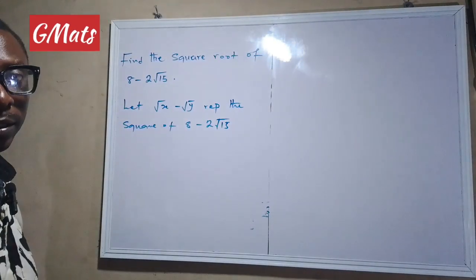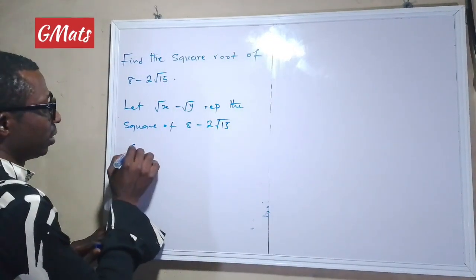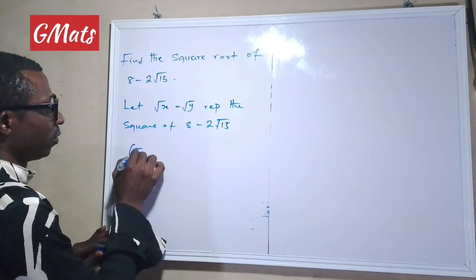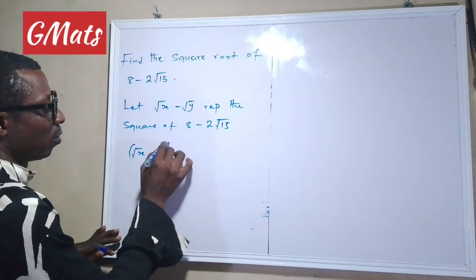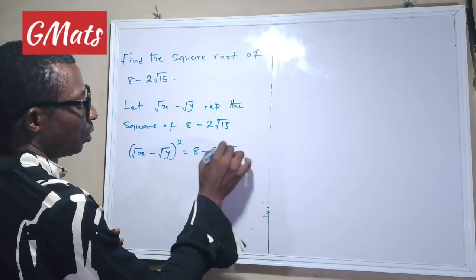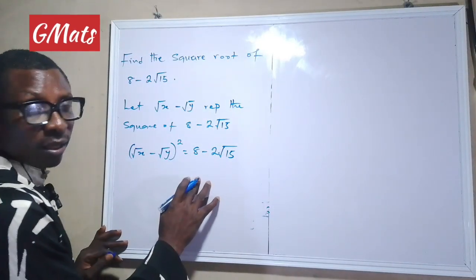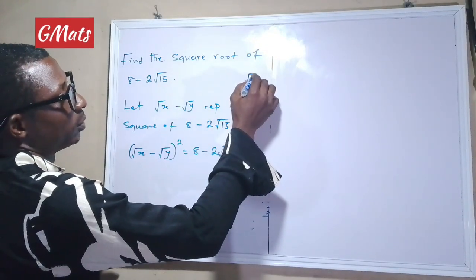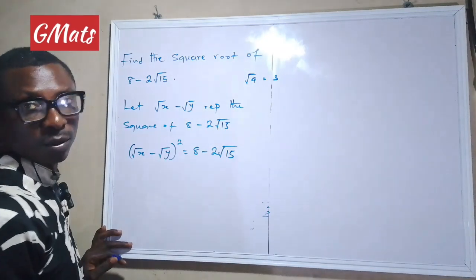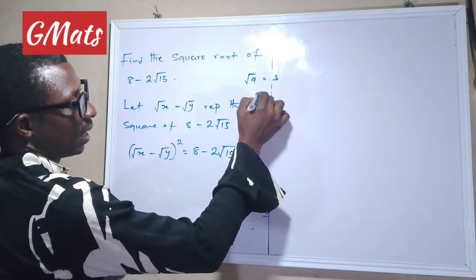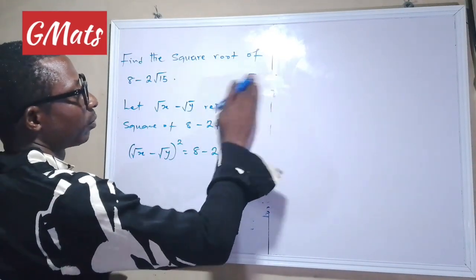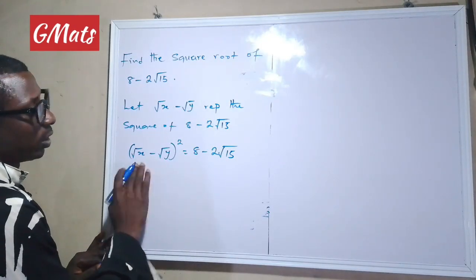So if that is the case, what it means now is when you square this, it is going to give you this. So we have square root of x minus square root of y, squared, equals 8 minus 2 square root of 15. Hope you know why. If I say the square root of 9 is 3, that means I can write this 9 as 3 squared. So that is what we just did here. Now you expand this.